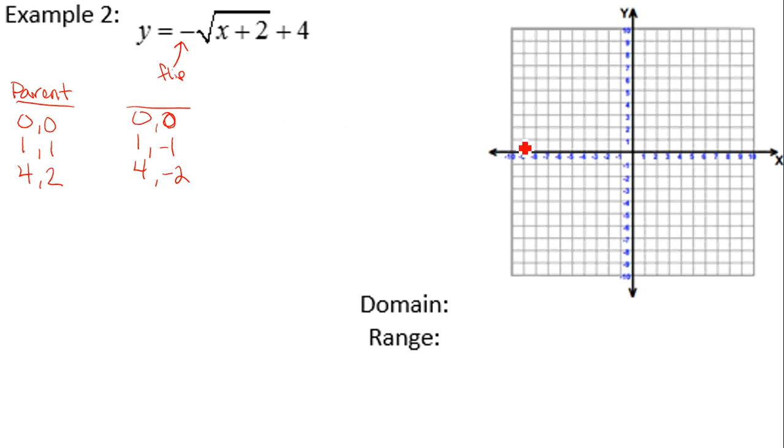So once I know where my new reflection graph is here, 0, 0, 1, negative 1, 4, negative 2, here's my reflected graph. Notice it's swooshing downwards this time. Nice. And now I'm going to translate or move or shift my points according to the rest of my clues here. What's this telling me to do? I need to go to the left 2. What's this guy telling me to do? I need to go up 4.